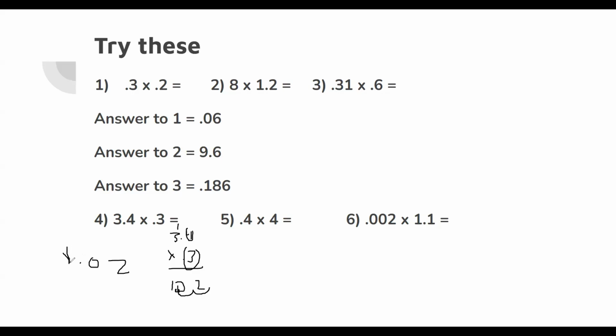All right, 0.4 times 4. Now I don't really need to set anything up here. I can just do it. 4 times 4 is 16. I moved the decimal one place only because this decimal is here and there's nothing to the right. So I go 1. So my answer is 1.6.